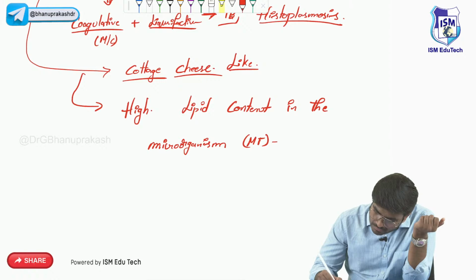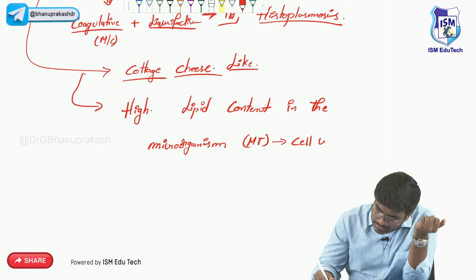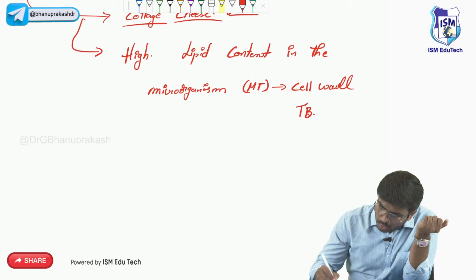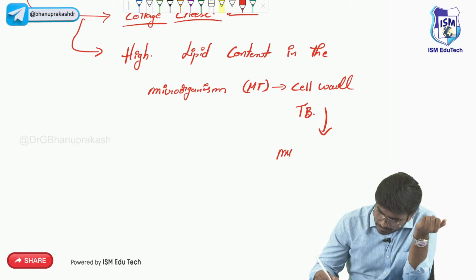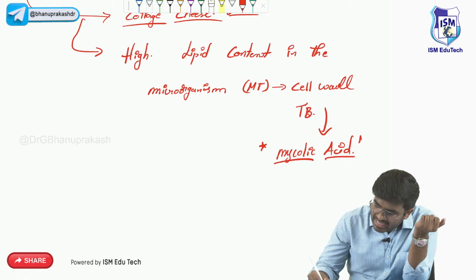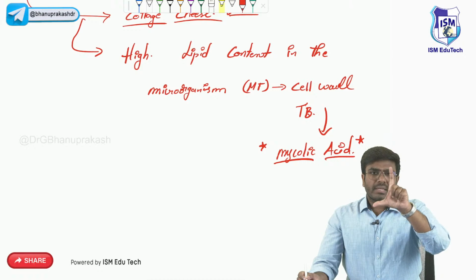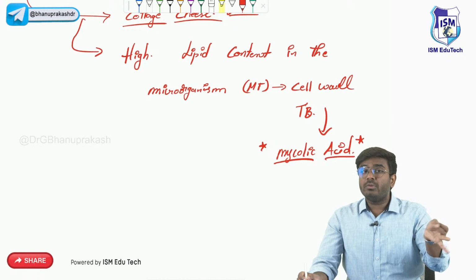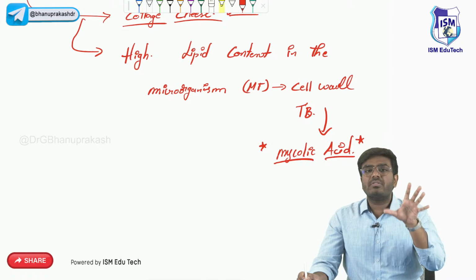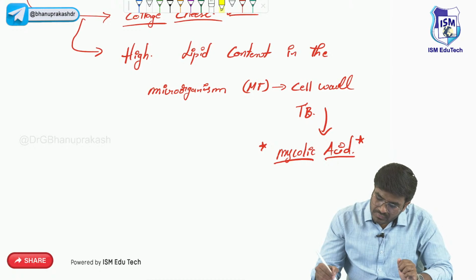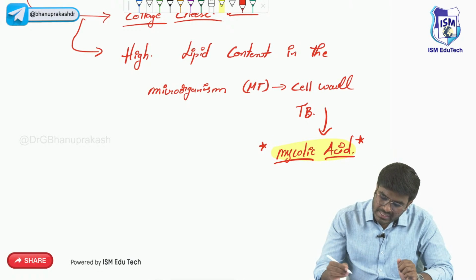Now if you look at the cell wall of TB, in the cell wall of TB, we all know there is something called mycolic acid. Now this mycolic acid is the one responsible for the acid fastness of this organism. We all know from our basics, Mycobacterium TB, is it gram positive or gram negative? No, it's not gram positive, it's not gram negative. It's actually acid fast in nature. That acid fastness is because of something called mycolic acid in its cell wall.